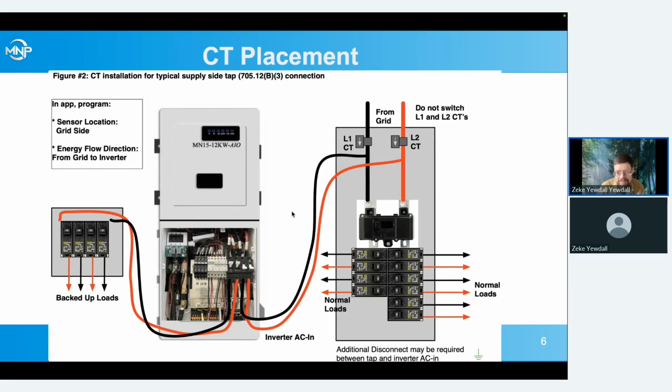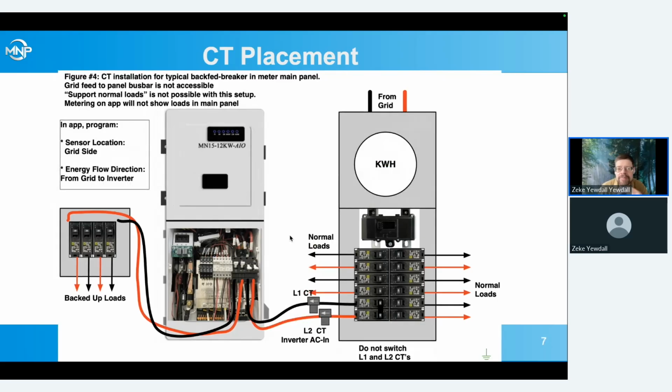Maybe we can't do a backfed breaker because of our 120% rule, and we've got to do a supply side tap. So now we just have the CTs on the grid side of that tap, up ahead of that main breaker. Electrically, it's the same as it was before. We're measuring that power going in and out of the grid, on the grid side of all the distribution where it breaks into loads and inverter connection and such. So this is another common one we see.